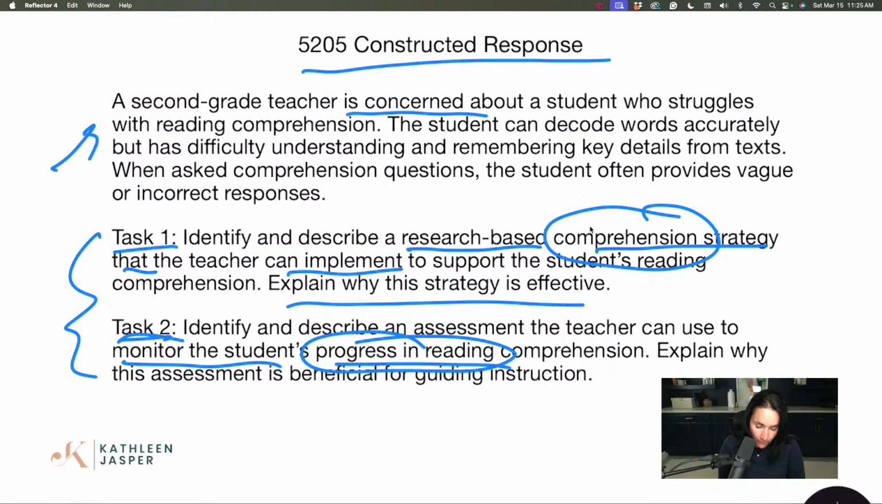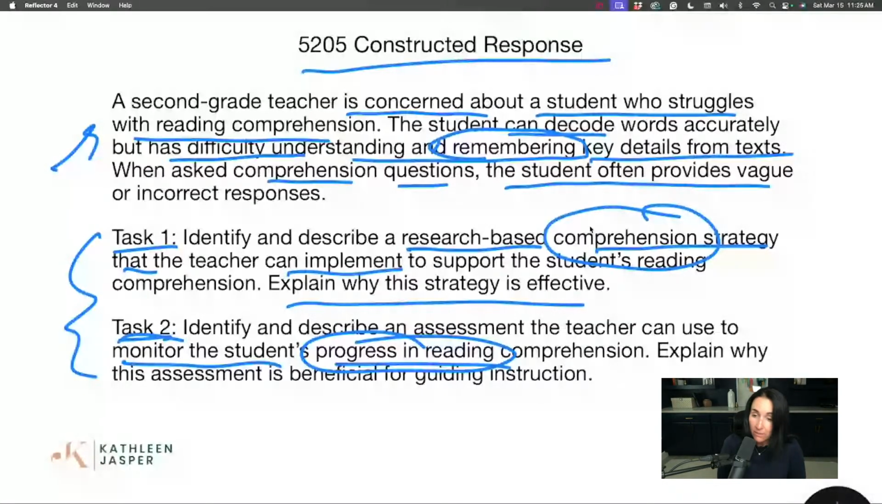Second grade teacher is concerned about a student who struggles with reading comprehension. The student can decode words accurately, but has difficulty understanding and remembering key details from the text. This kid needs metacognition. When asked comprehension questions, the student often provides vague or incorrect responses. This would also be something on the foundations of reading, you guys.